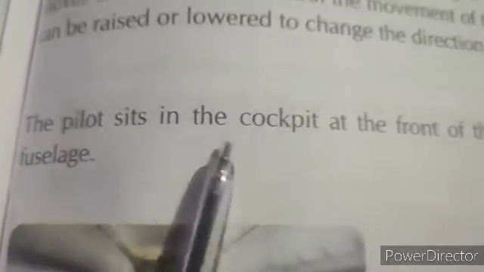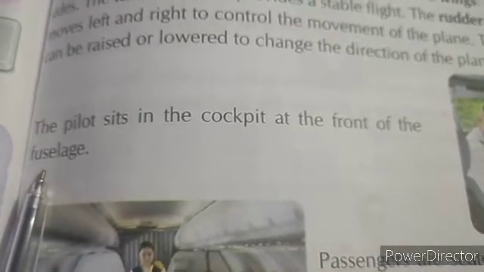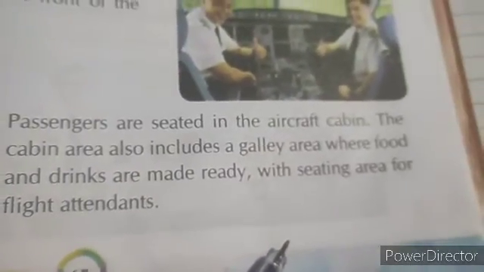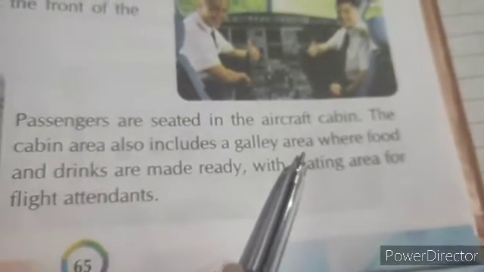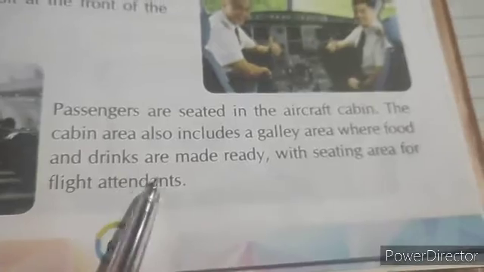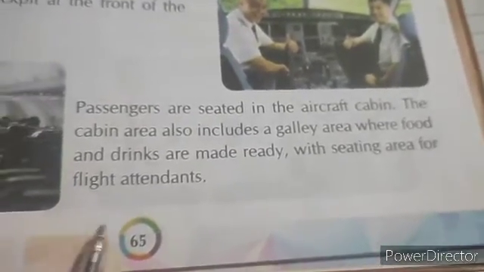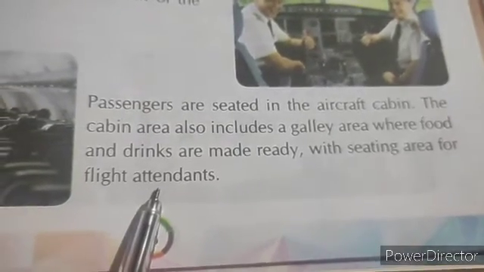The pilot sits in the cockpit at the front of the fuselage. Passengers are seated in the aircraft cabin. This is the aircraft cabin. The cabin area also includes a galley area where food and drinks are made ready, with a sitting area for flight attendants. Flight attendant means air hostess.